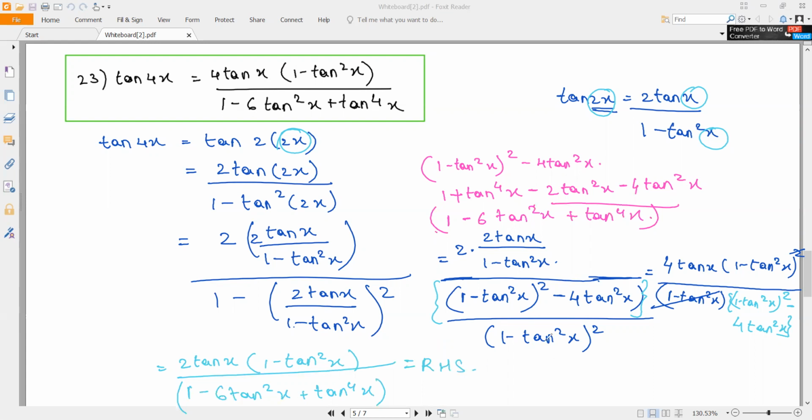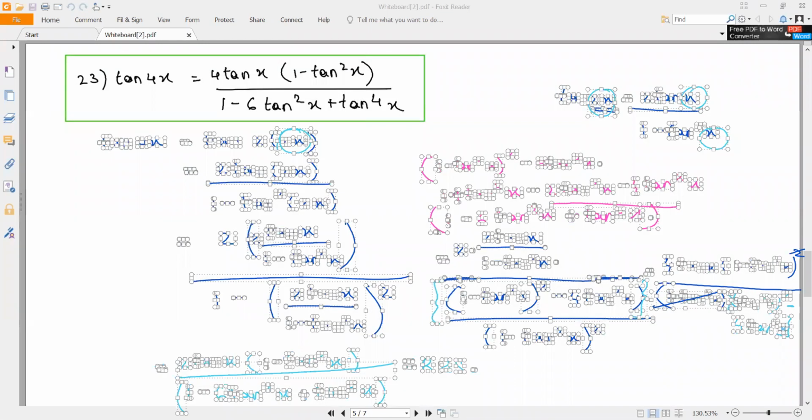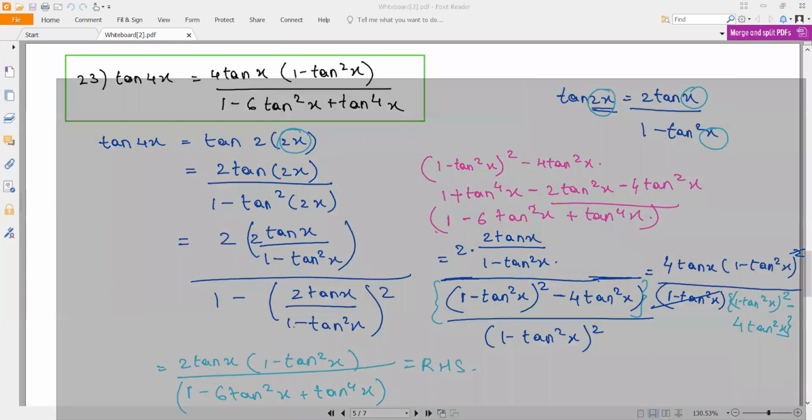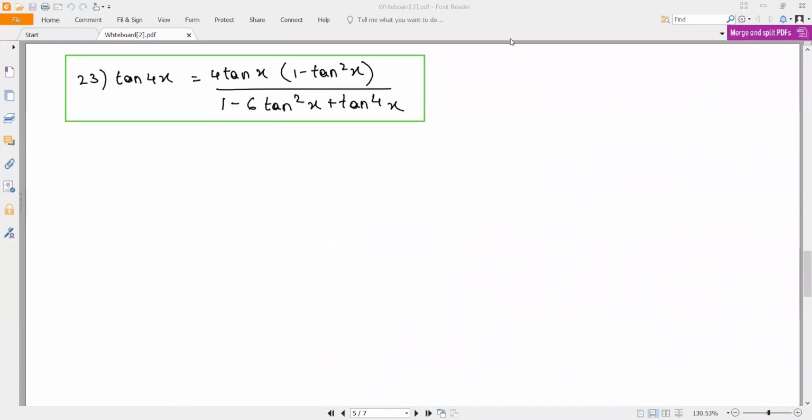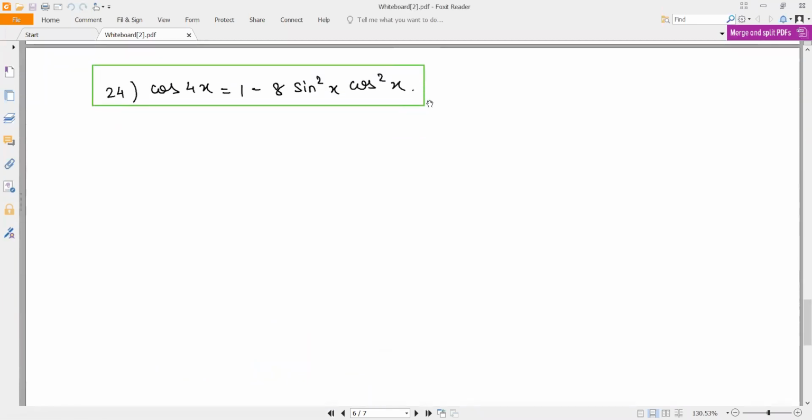Next. Next question. Cos 4x is equal to 1 minus 8 sine square x into cos square x. So what do we have here? You have to prove this.